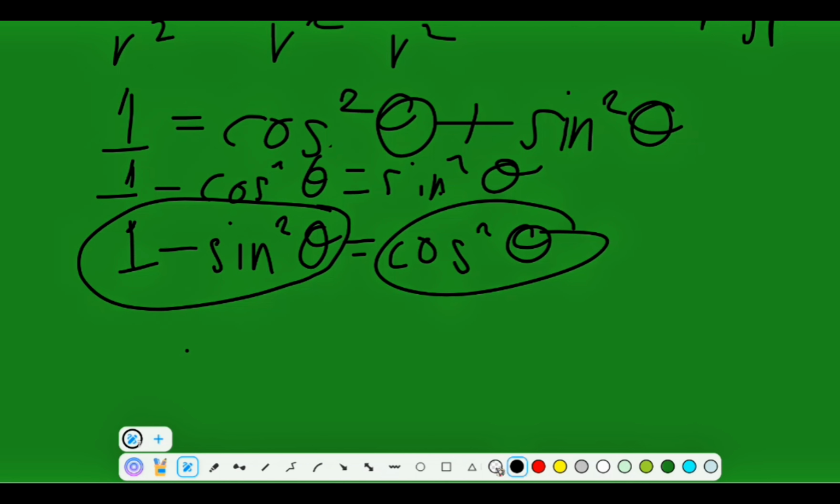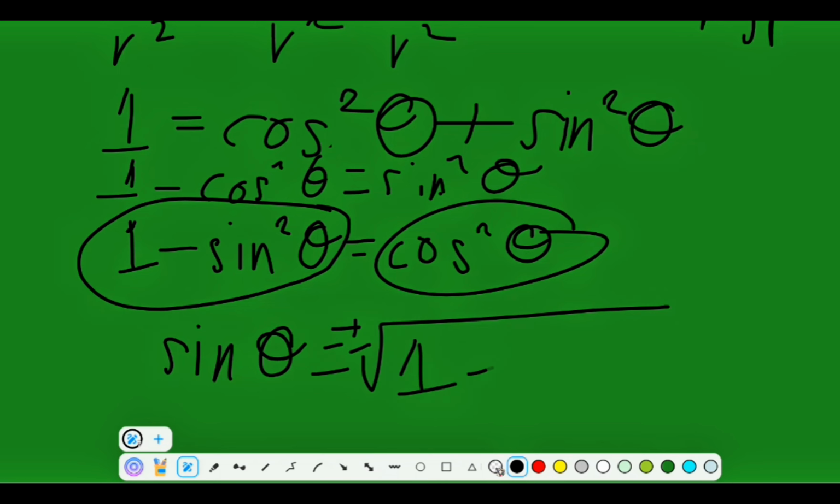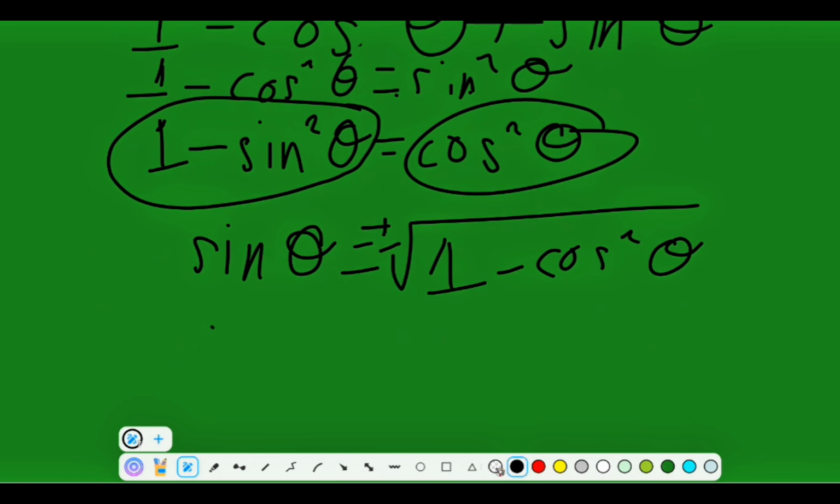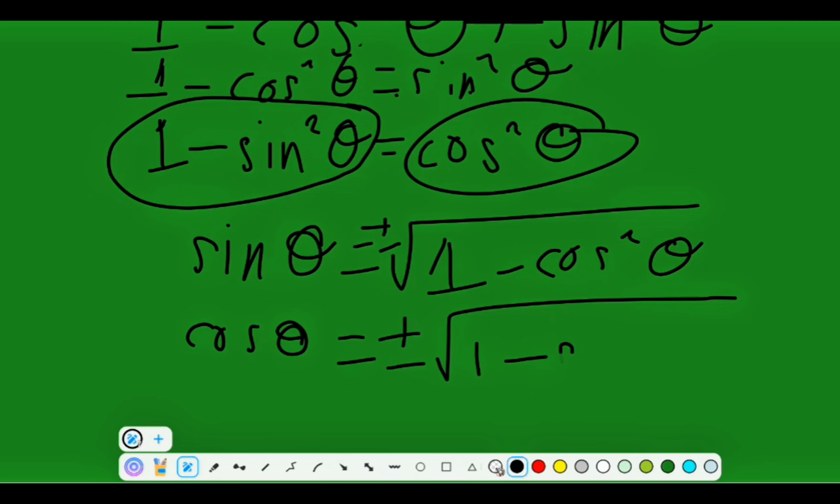Now, with these also, you can say sine theta is equal to the plus or minus square root of 1 minus cos squared theta. Why? We took the square root of both sides, right? You know that square root is plus or minus. The same way, cos theta is also equal to plus or minus square root of 1 minus sine squared theta.